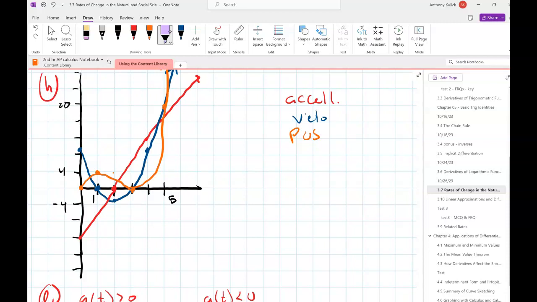Why would we know it's slowing down when it's below zero on this graph? When what is below zero? Acceleration. Why would it be accelerating? Accelerating negative. Or do we know because it's starting? So negative acceleration.